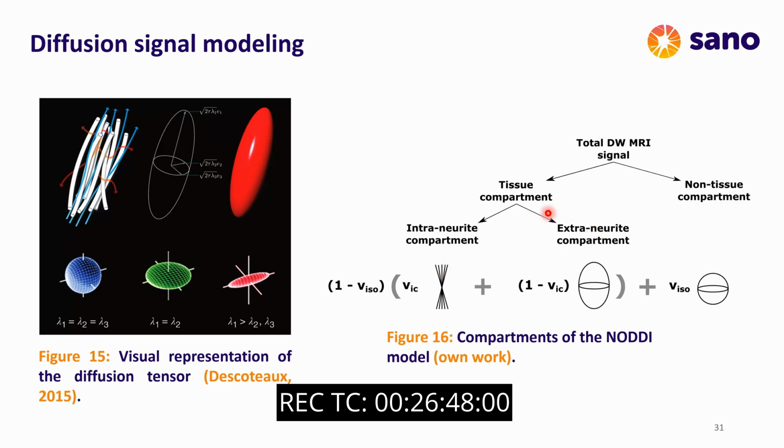And finally, our last compartment, the extraneurite compartment, refers to the space around the neurites, and this space is occupied by various types of glial cells, and in the gray matter also by the body of neurons. And it is modeled as an anisotropic Gaussian diffusion, so as a Zeppelin.